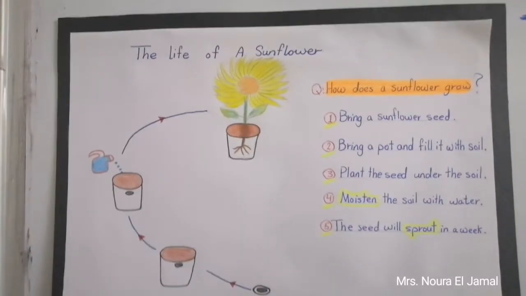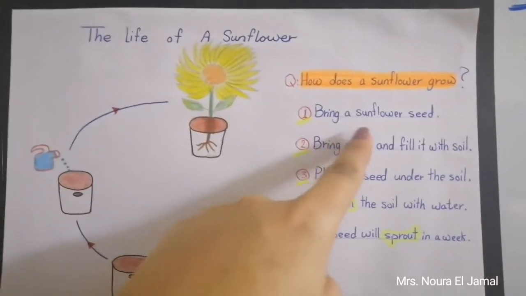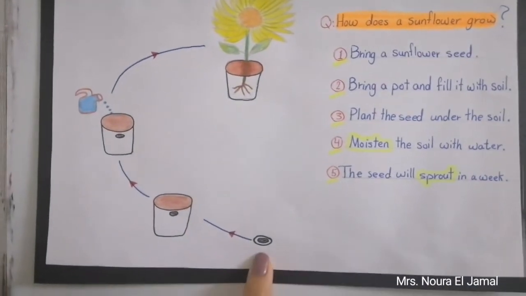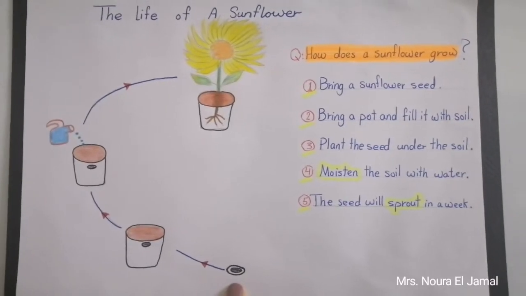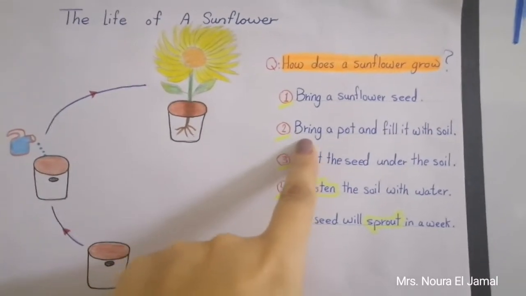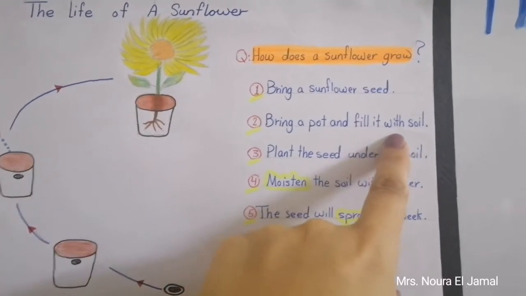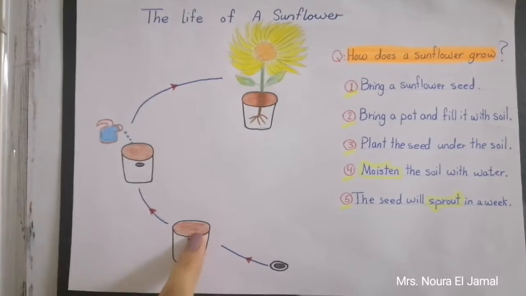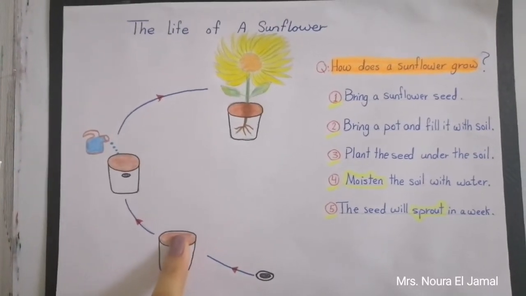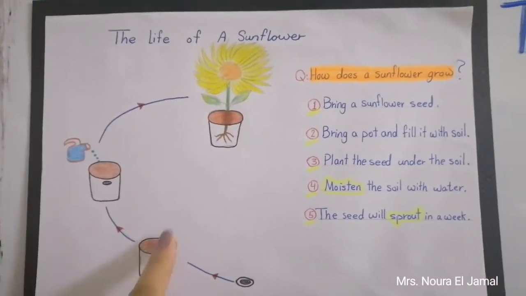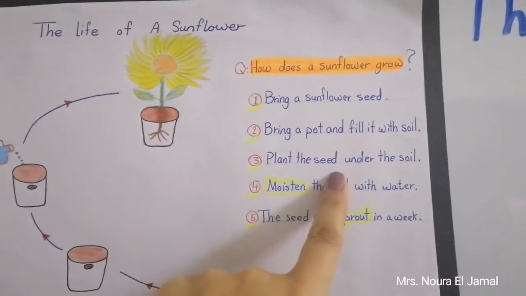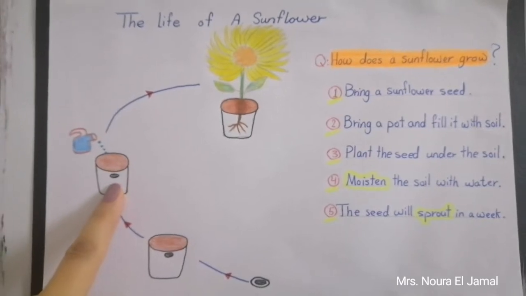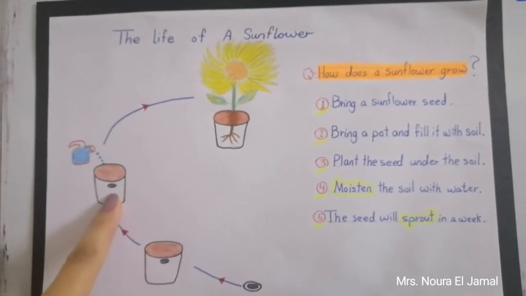The first thing, I bring a sunflower seed. Like here, I bring a sunflower seed. Then I bring a pot and fill it with soil, the brown one. It comes from the ground. Then we will plant the seed under the soil. We will plant the seed here under the soil.